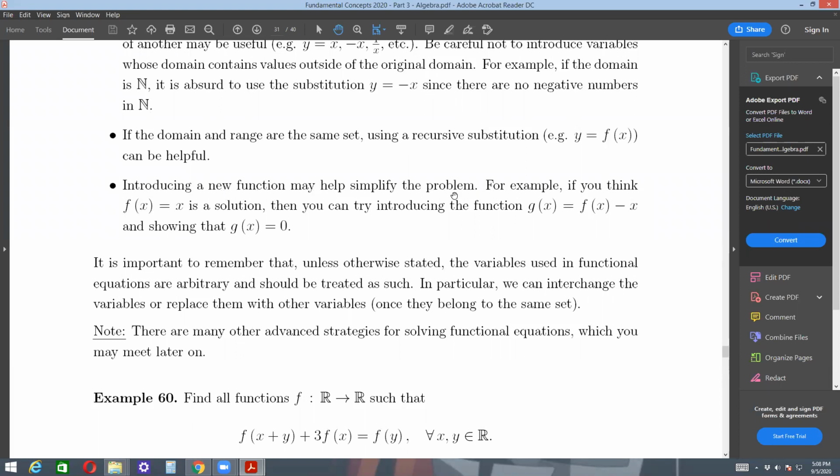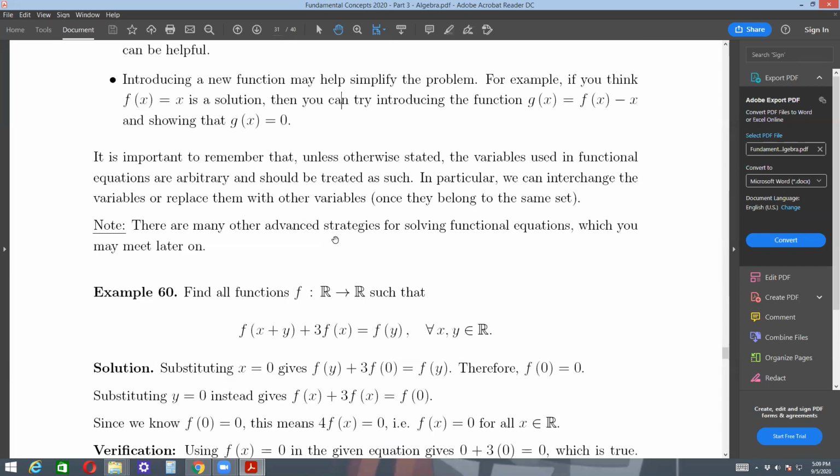Introducing a new function can also help simplify the problem. For example, if you try some functions or you just play with it a little bit and it seems to you that f of x is equal to x is the only solution, or maybe it's a solution and you can't seem to find any others, then what you could do is try defining a new function g of x as f of x minus x. Now, if g of x is f of x minus x, and you want to prove that f of x is equal to x is the only solution, what you need to do now is prove that g of x is equal to 0, which might be easier to do than working with f directly. All right, so that's another strategy you could try.